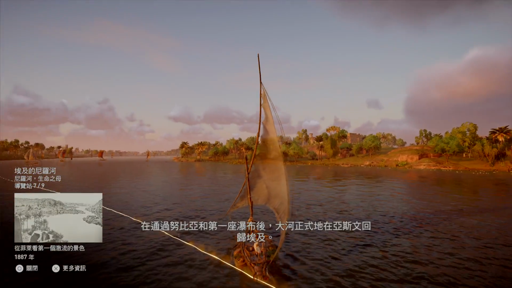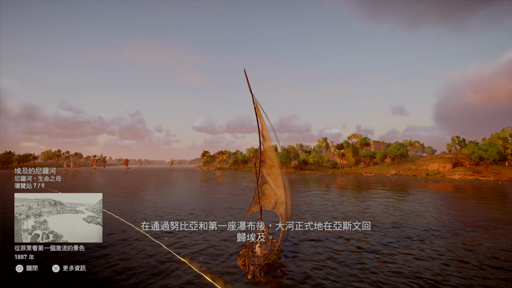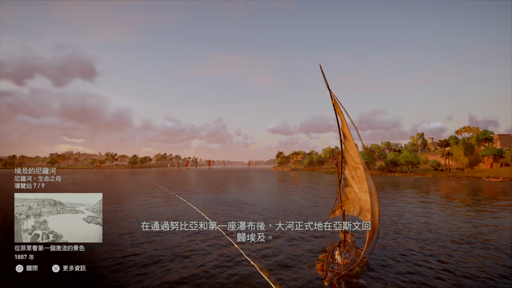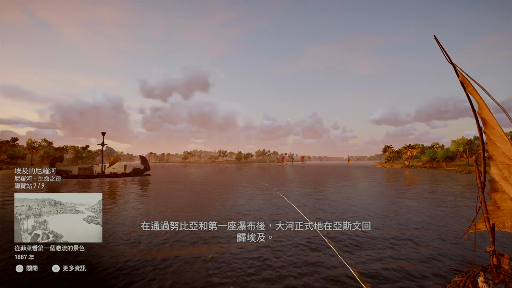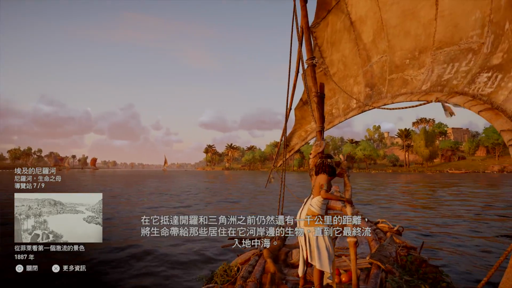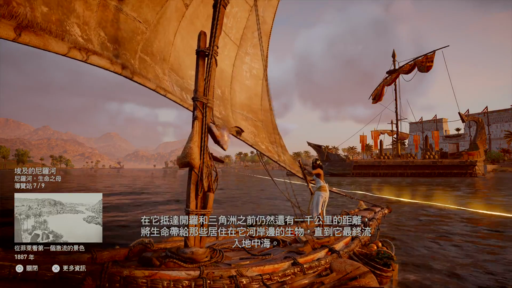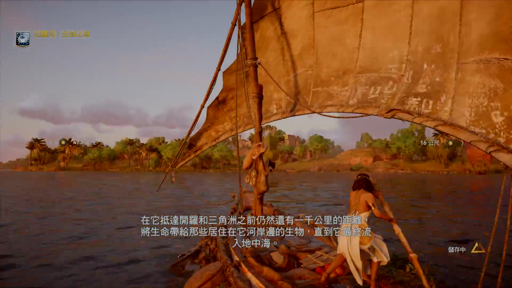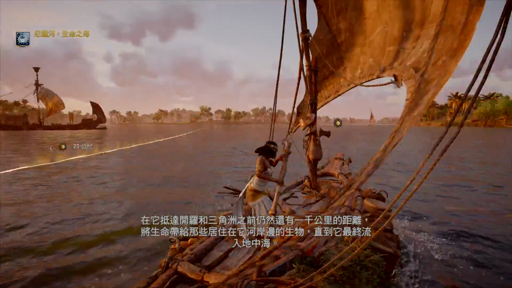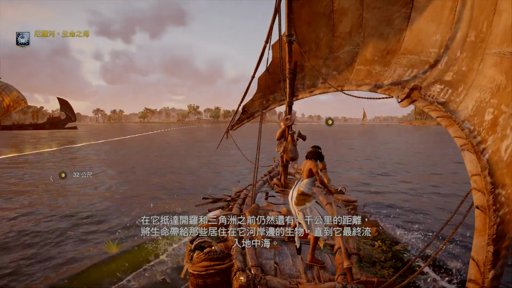It is after crossing Nubia and the first cataract that the river officially returns to Egypt in Aswan. There are still 1,000 kilometers before it reaches Cairo and the Delta, bringing life to those living on its shores before it eventually empties into the Mediterranean Sea.